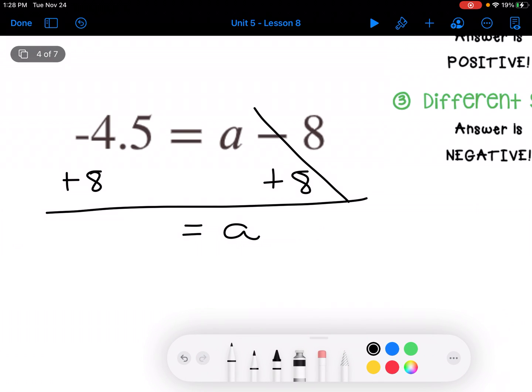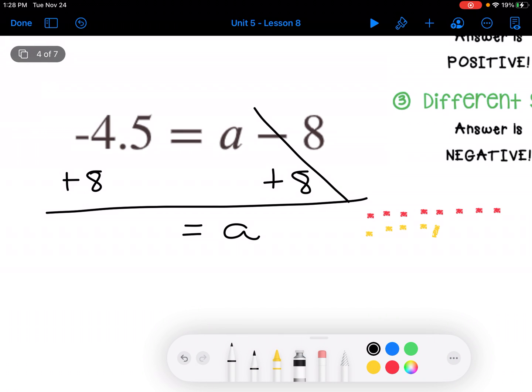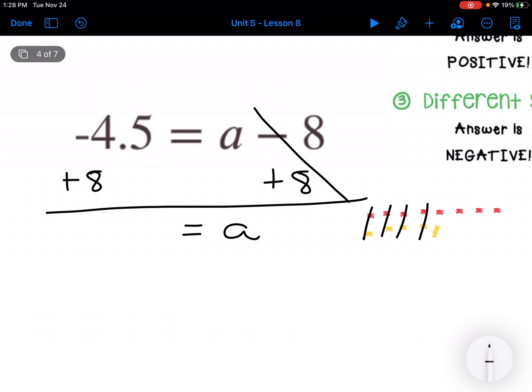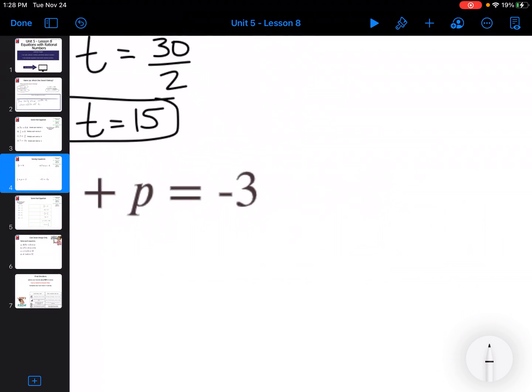So I can get my drawing tools out again, and I can go, okay, I have 8 positives, so 1, 2, 3, 4, 5, 6, 7, 8. And I have 4 negatives, 1, 2, 3, 4, and a half. So I don't know how I want to draw that. I'm going to draw it like that. Okay, so that means I have 1, 2, 3, 4, and then this is actually going to be a half. So I'm left with 3 and a half, and that's going to be positive because it's red. Or 3.5, your choice.